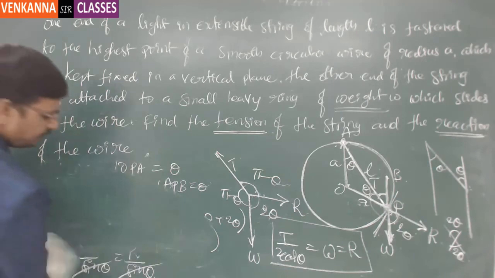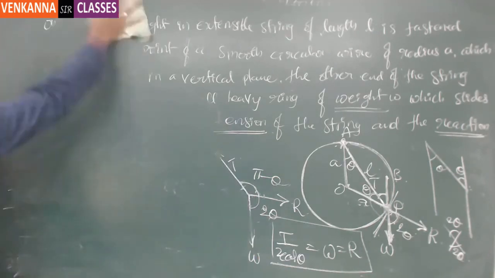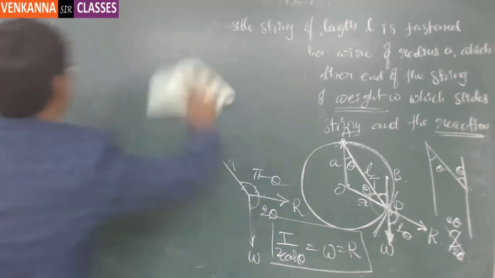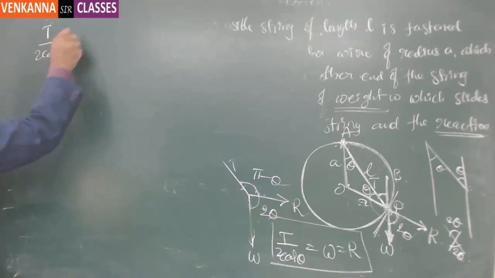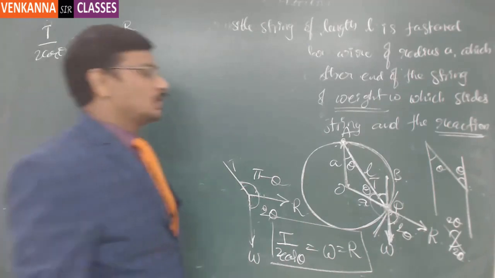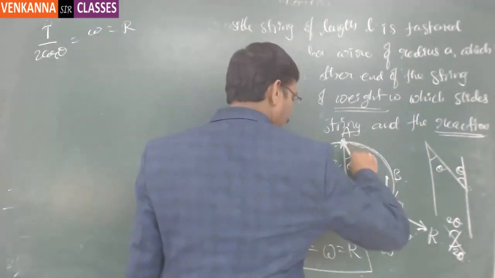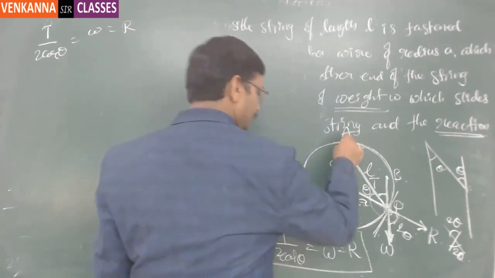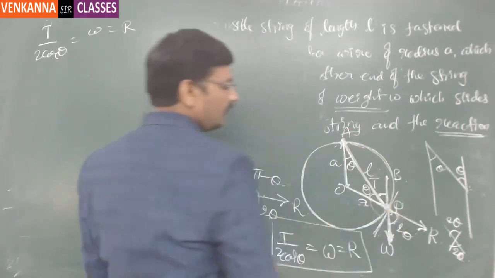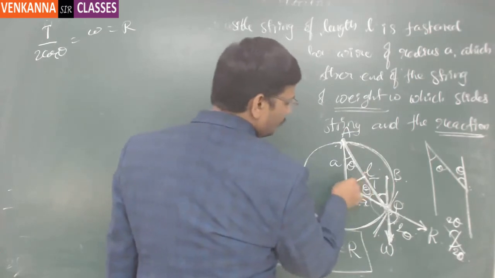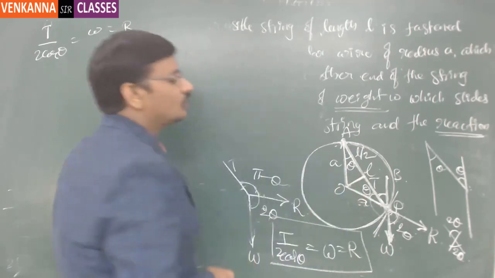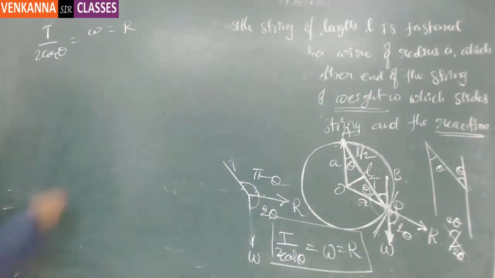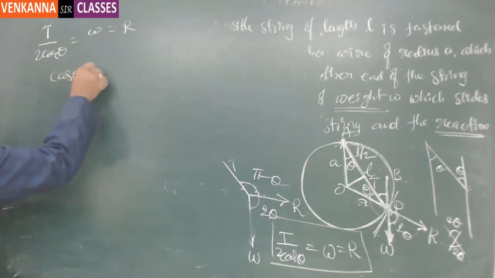So from this relation, T by 2 cos theta is equal to W is equal to R. Now cos theta, theta is unknown. We randomly brought it into the picture down the line. Now the values that were given were one is the radius and another is this length L. Now if you draw a perpendicular from here, obviously this will be L by 2. And so from this you can find out the cos theta value.